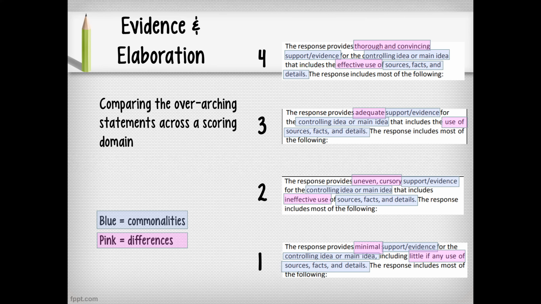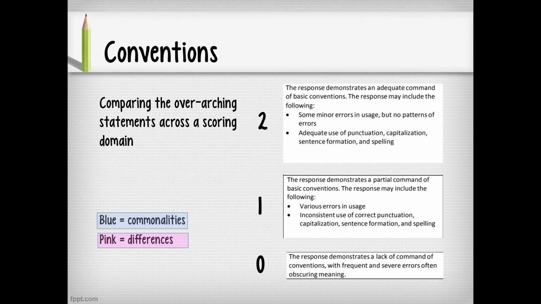We are going to move on to our last domain and do this strategy with it. And this is conventions. For conventions, I've actually included the bullets just because it gives a little bit more detail rather than the overarching statement. But again, we're going to look at what this domain is all about and then how effectively they do that. You'll see that the commonality is command of conventions all the way down to that 0. The difference is going to come in the wording: adequate for a 2, partial for a 1, lack of command in a 0.